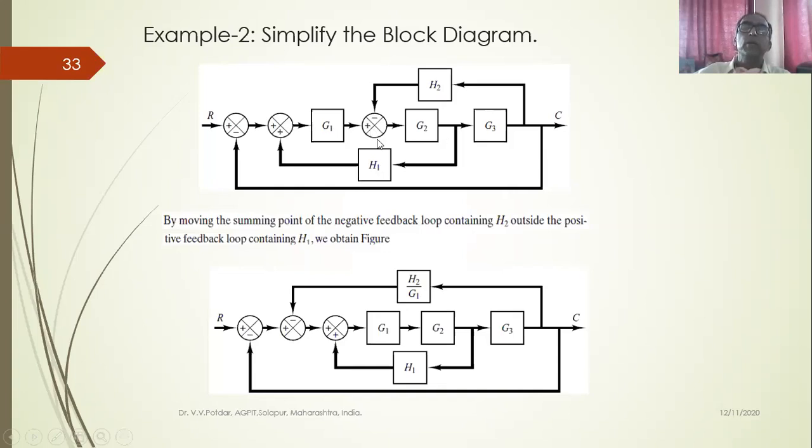So what the rule says: if I move a summing point ahead of a block, what should be done? If G1 is taken inside, we have to divide this feedback loop by G1.